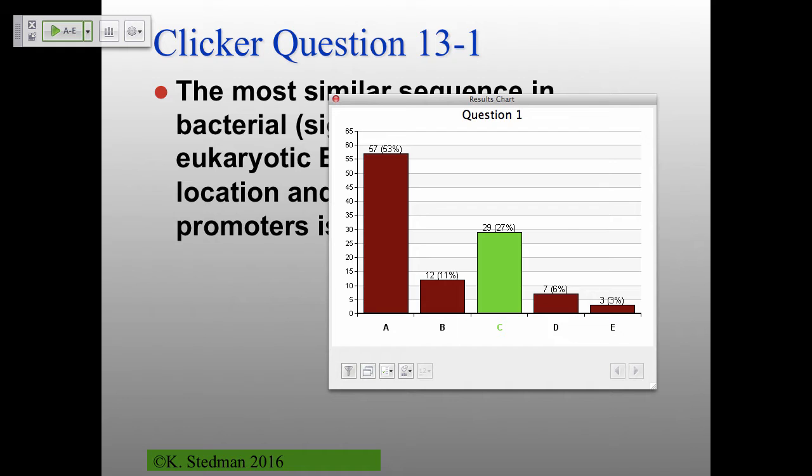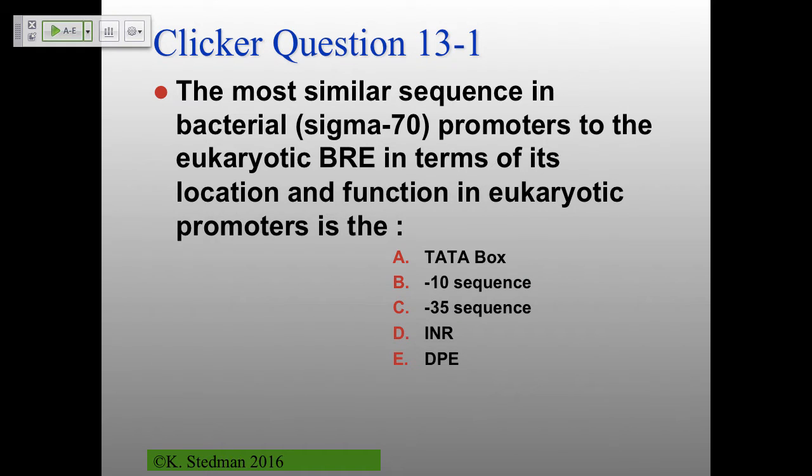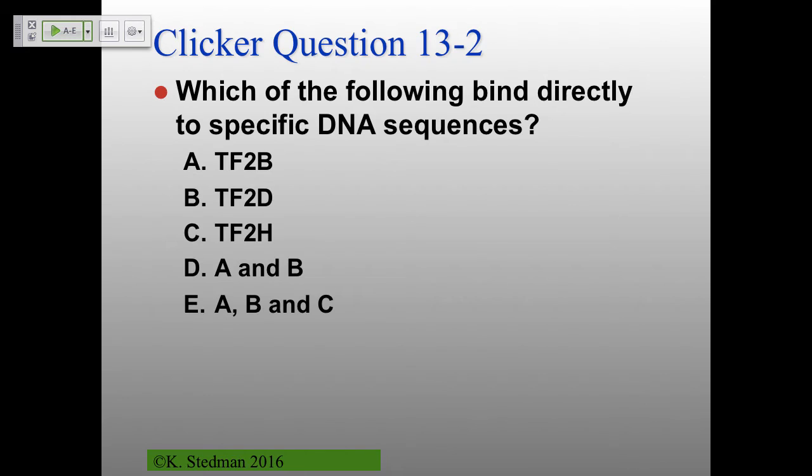Okay, so our second clicker question of the day, a little bit further along in the lecture. Which of the following bind directly to specific DNA sequences? TF2B, TF2D, TF2H, or Stedman's favorites, A and B, or A, B, and C?